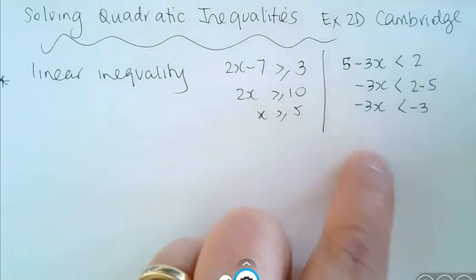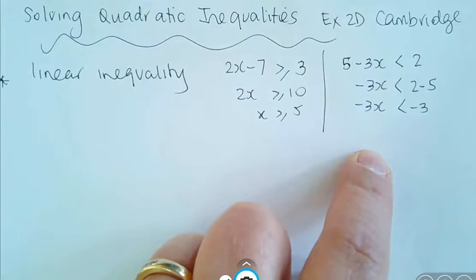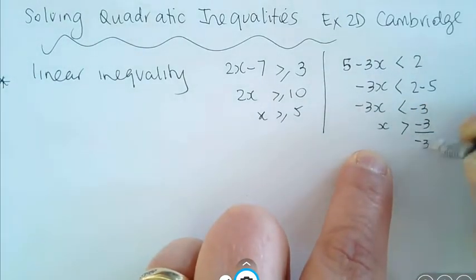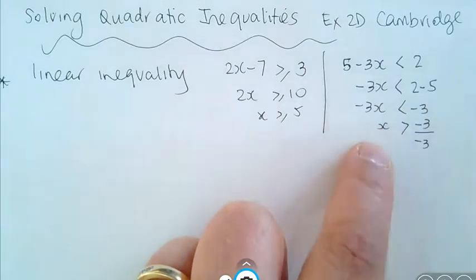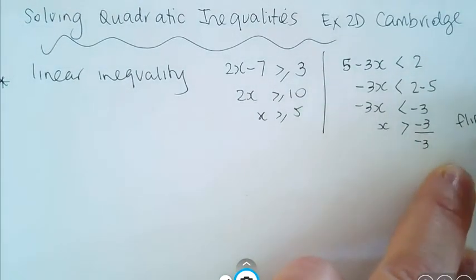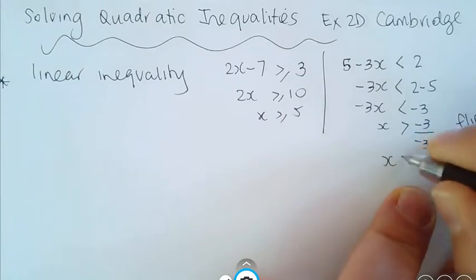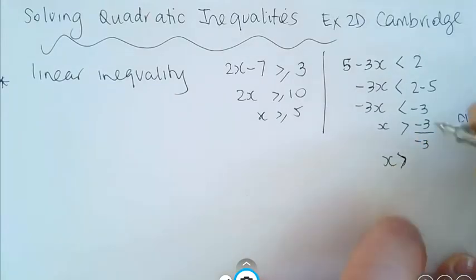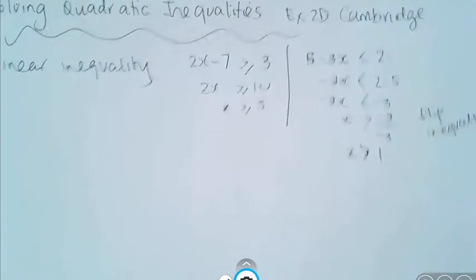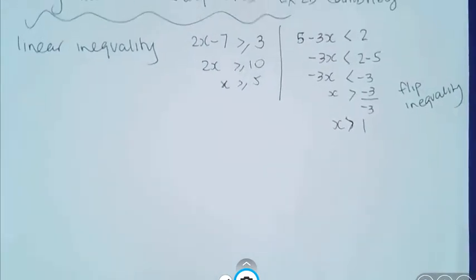So we're dividing by negative 3, but what do I do when I divide by a negative? I have to flip the inequality sign. Because I'm dividing or multiplying by a negative, I must flip the inequality sign. I should have chosen another value where it wasn't just 3, but it's okay. So x is greater than 1. So they are linear inequalities. We're not doing linear inequalities.